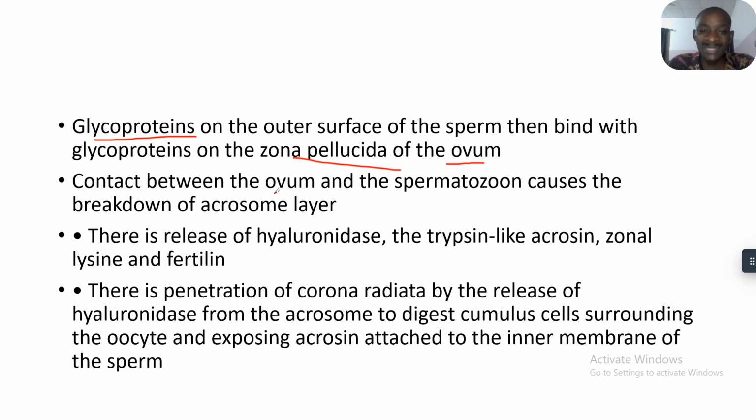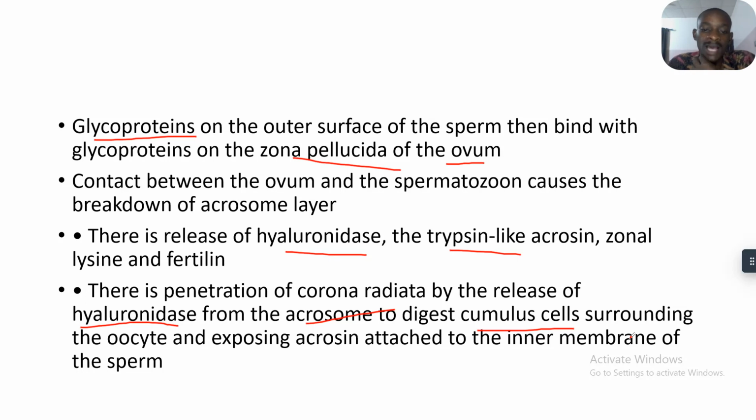Contact between the ovum and the spermatozoon causes the breakdown of what? Acrosomal layer. This releases what? Hyaluronidase and trypsin-like acrosin, zonal lysine and fertilin. There is also penetration of the zona and the corona radiata by the release of what? Hyaluronidase from the acrosome to digest what? Cumulus cells surrounding the oocyte and exposing acrosin attached to the inner membrane of the sperm.